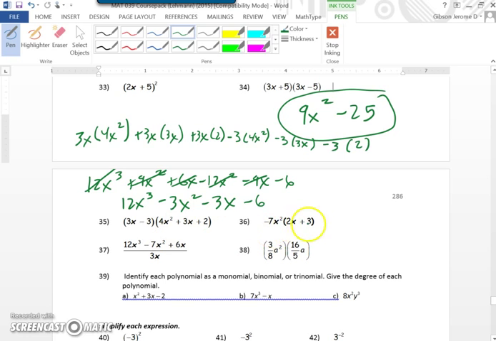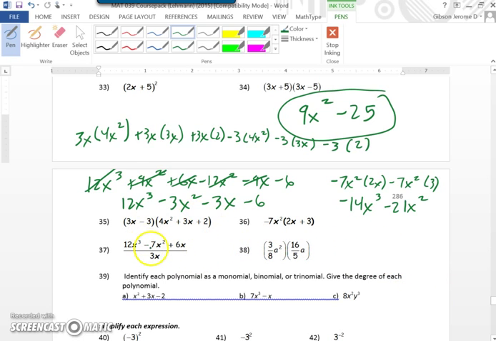Now we look here at problem 36. We're going to take negative 7x squared and multiply by both of these values. So this is the distributive property. So we have negative 7x squared times 2x, and then negative 7x squared times 3. Negative 7x squared times 2x will give us negative 14x cubed, and negative 7x squared times 3 will give us negative 21x squared. And that's the answer to problem 36.